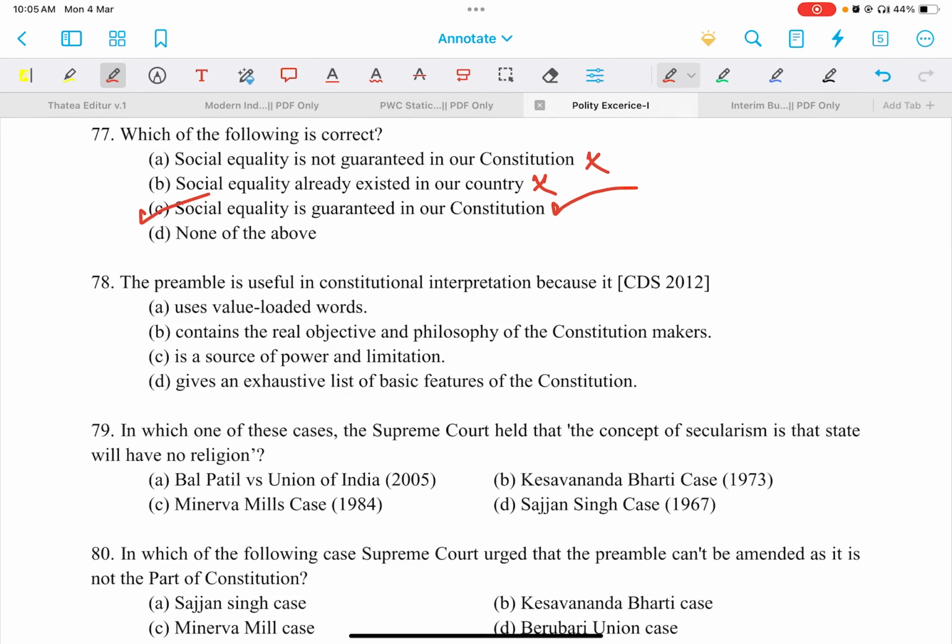The preamble is useful in constitutional interpretation because it contains the real objective and philosophy of the constitution makers. This is the right answer.